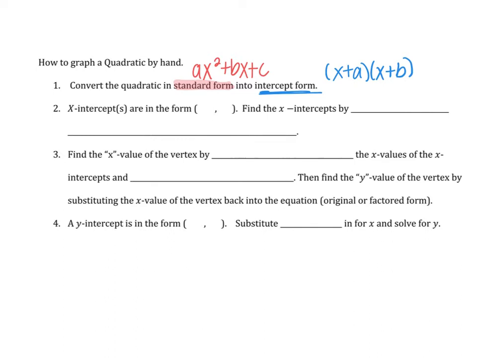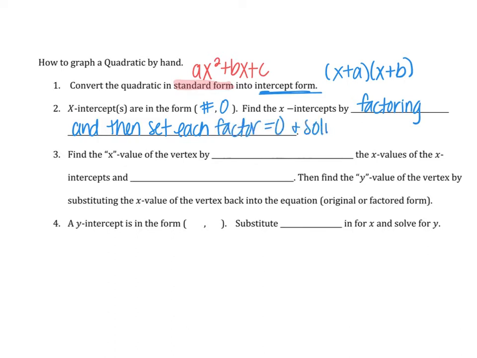Whenever we find the x-intercepts, they're going to be written in the form of the x value, whatever it is, so I'm going to put just a number, and 0, because it's an x-intercept, so the y value is 0. We find the x-intercepts, like I said, by factoring first, and then setting each factor equal to 0 and solving. We've done both of those already, so that should be just a review.